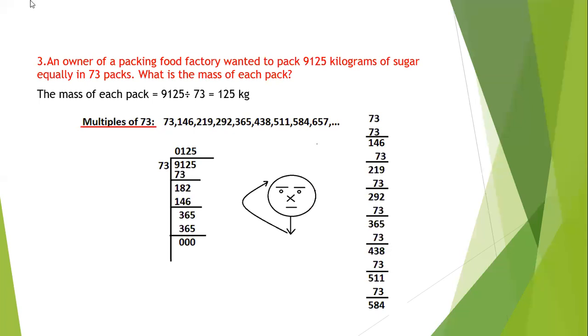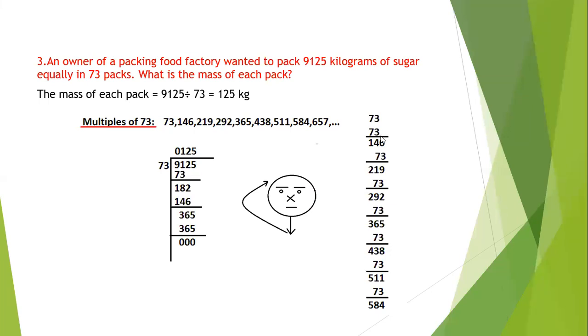Number 3, an owner of a packing food factory wanted to pack 9,125 kilograms of sugar equally in 73 packs. So he wants to share 9,125 kilograms of sugar in 73 packs. What is the mass of each pack? To know the mass of each pack, we have to divide 9,125 between the 73 packs.